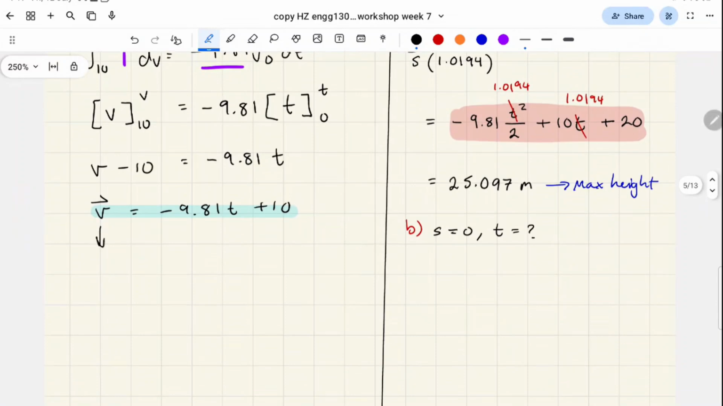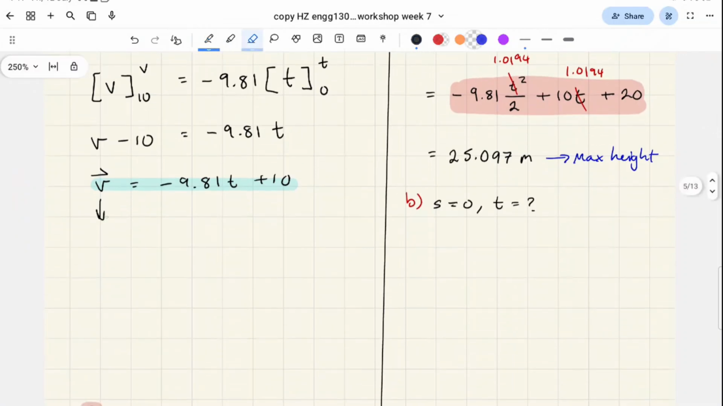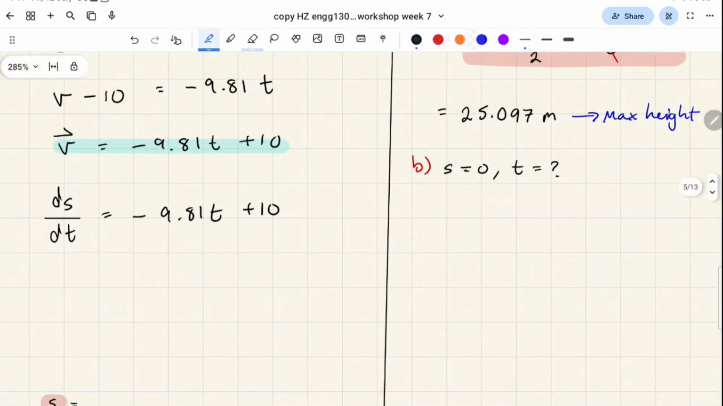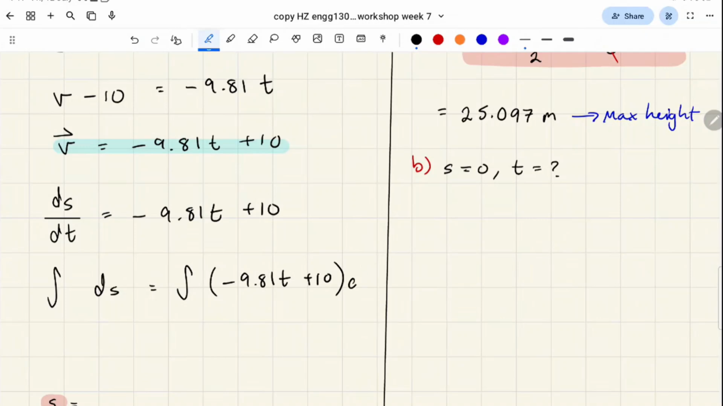Okay, now we're going to solve for displacement, right? And we know that v is ds, which is displacement, ds on dt, right? And we're going to do the exact same thing. We're going to separate and then integrate, right? So we're going to multiply dt onto the right-hand side, and then we just slap the integral onto both the left and the right side.